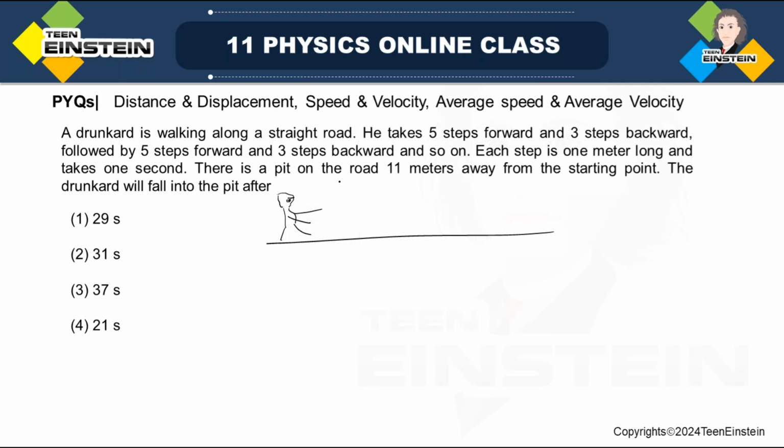Now look at the way he is walking. As you know, a drunkard man cannot be steadily walking in the forward direction, right? So he will be stepping forward. Some steps he will take in the forward direction, some steps he will take in the backward direction. Look here, he takes 5 steps forward. So forward step, let us say fs.